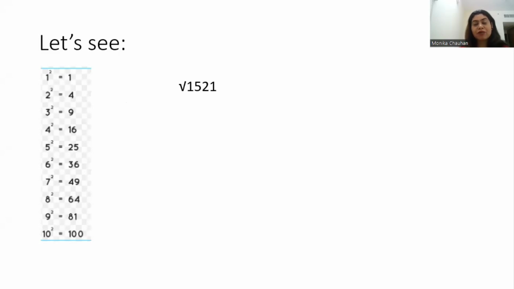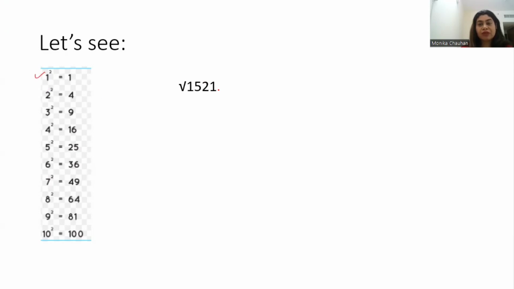Suppose, let's take the first question. You have to find the square root of 1521. Before we begin, I wish each one of you learn it by heart and enjoy your learning. When you have to calculate a square root, it is very important that you know the squares of the numbers from 1 to 10. You can see here we have the squares from 1 to 10.